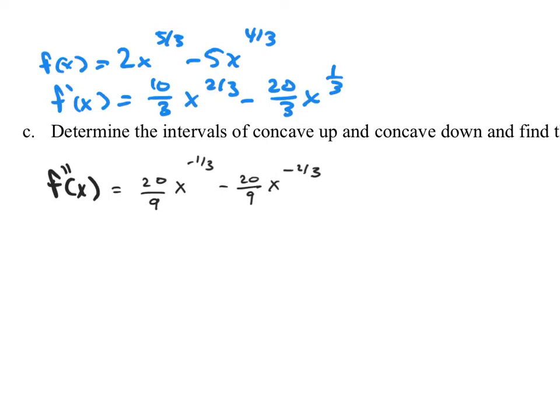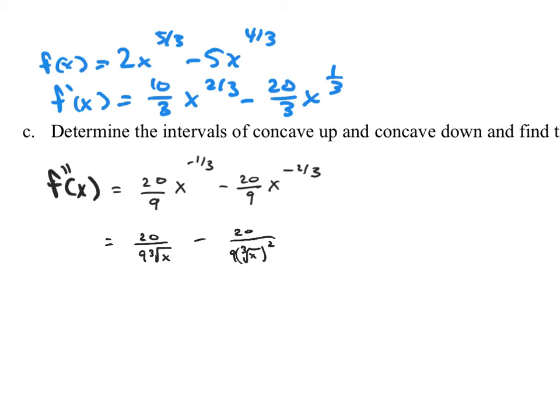Again, no more calculus here. All that's involved is algebra at this part. So what is 20/9 x to the 1/3? That's really 20 over 9 times the cube root of x, right? And then minus 20/9 x to the 2/3, that's really 20 over 9 times the cube root of x, but then you have that value squared, right?